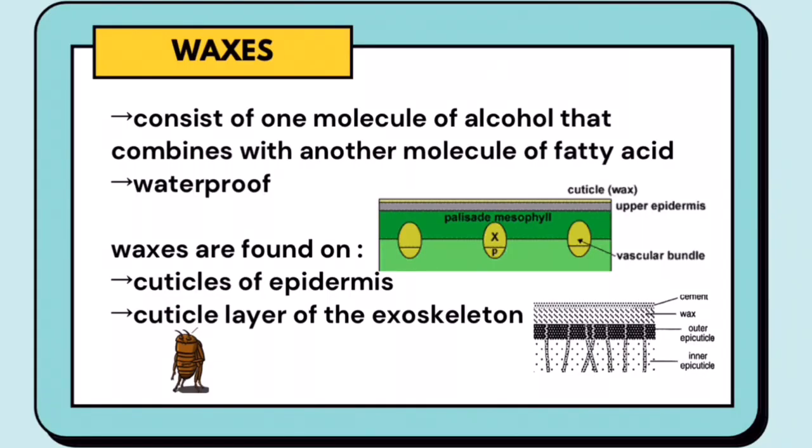Next is waxes. Waxes consist of 1 molecule of alcohol that combine with another molecule of fatty acid, so they are waterproof. Waxes are found on the cuticle of the epidermis of leaf, fruit, seeds of some plants, and they form a waterproof layer to prevent the entry of microorganisms and to reduce the water loss. Waxes also can be found on the cuticle layer of exoskeleton of insects, which help to prevent the water loss.